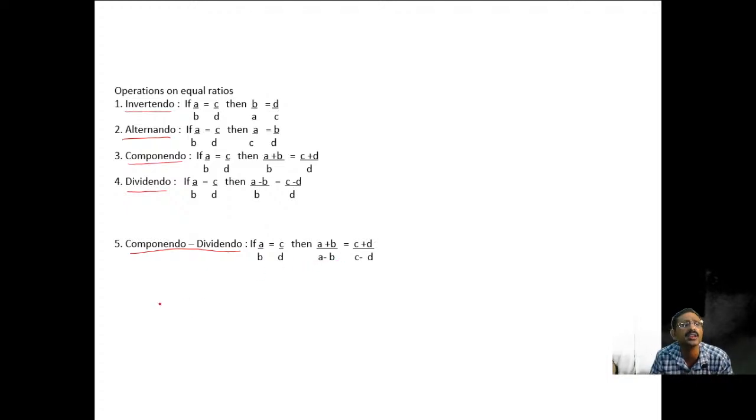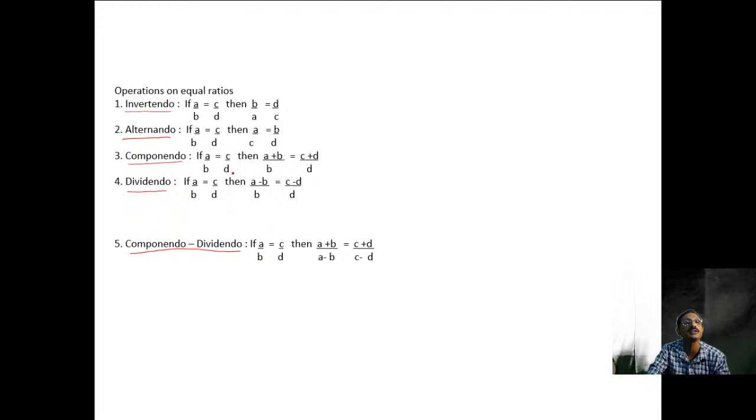Let us check the operations on equal ratios again. We have 5 operations on the ratios which we are going to perform, and these are going to be useful to us while solving certain sums in our exercise. That is invertendo. If A upon B is equal to C upon D, then B upon A is equal to D upon C. Alternando. If A upon B is equal to C upon D, then A upon C is equal to B upon D. Componendo.